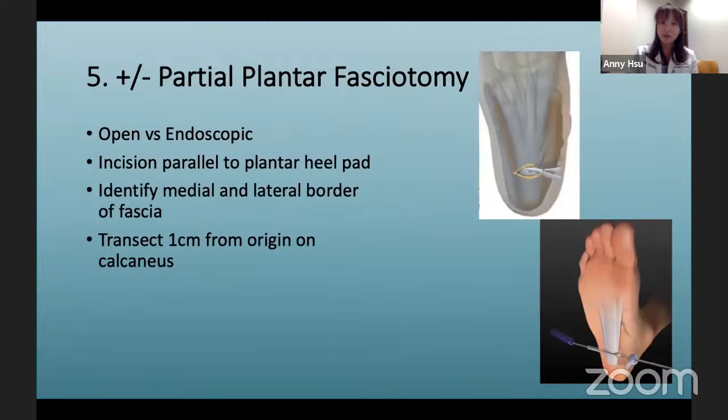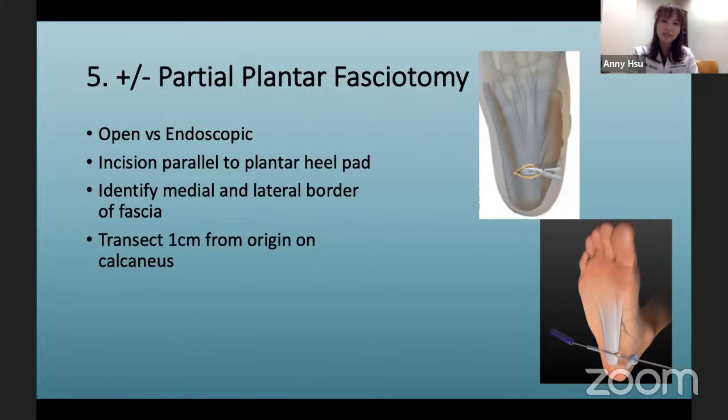So part 5 here I wrote plus or minus partial plantar fasciotomy because this is very commonly written about and is certainly a test to answer for a lot of standardized exams. But this is not something that is done very commonly or with a light heart, I should say, because it is a very risky procedure to be done, and it can have potentially very negative complications and outcome.